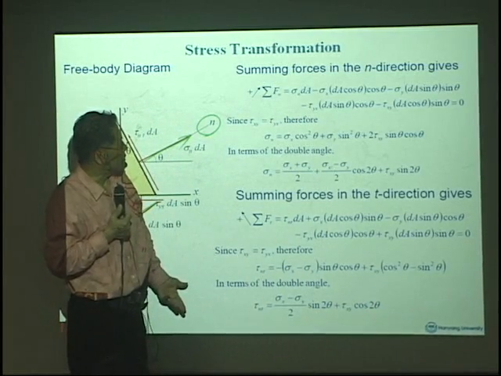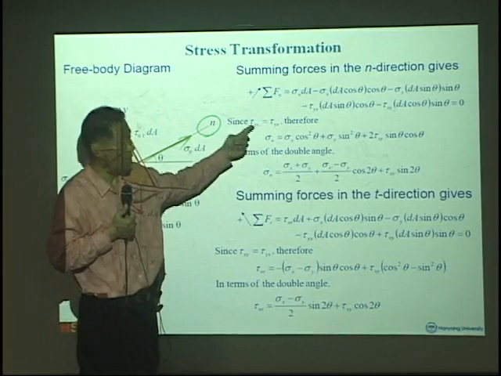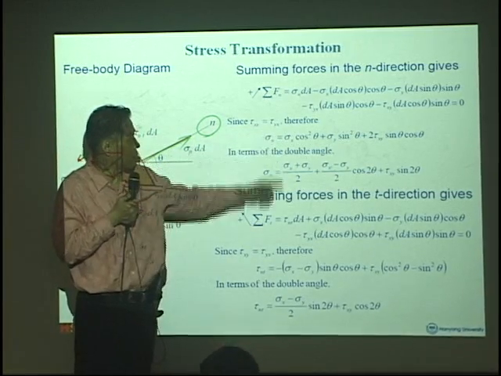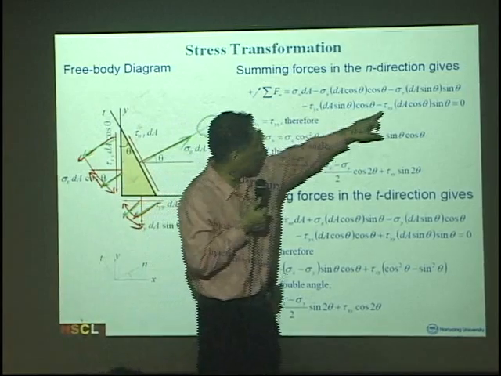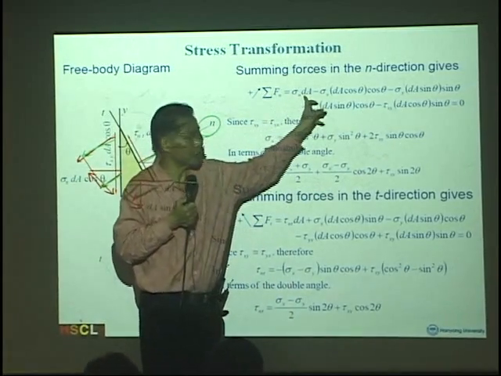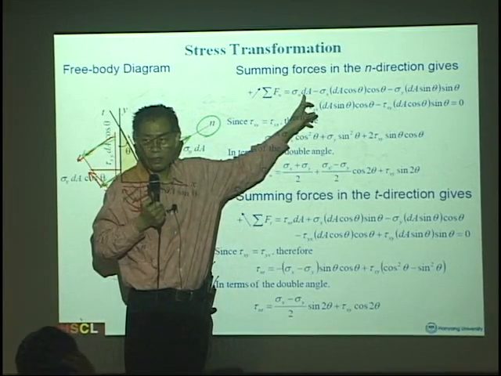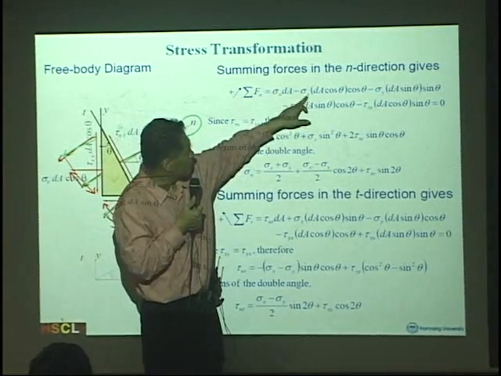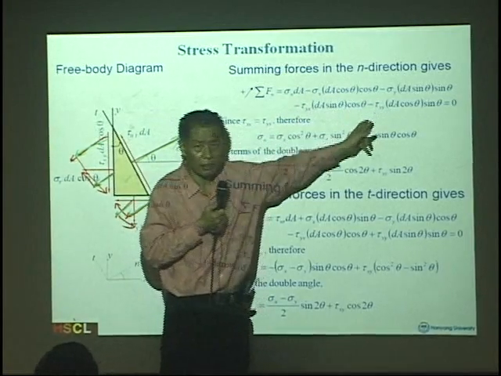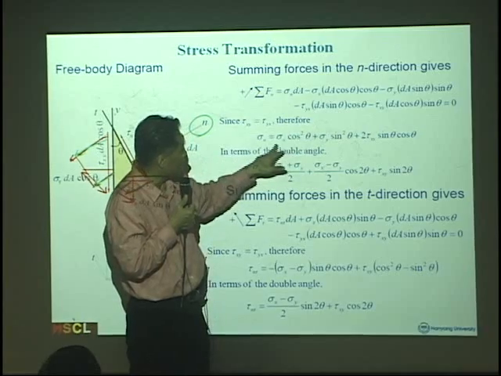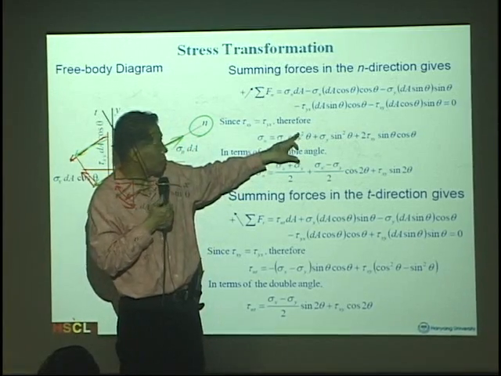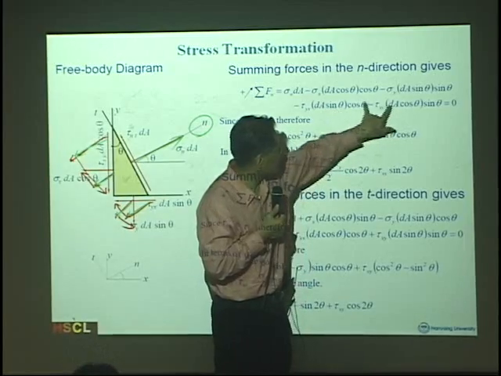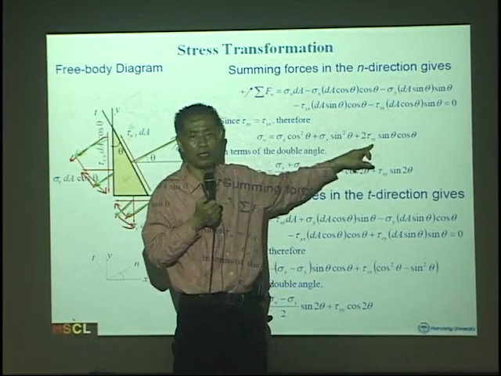And again, I just call it sigma. Sigma xy happens to be the same as sigma yx, so consider that relation here and there. Then for sigma n, let's divide by dA. All the dA terms drop out, and sigma n equals sigma x cosine square plus sigma y sine square, plus twice sigma xy sine theta cosine theta.